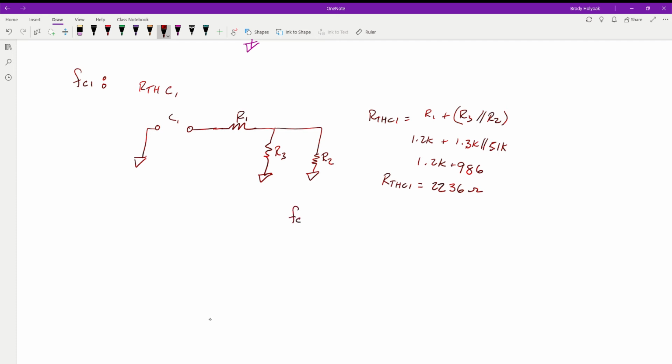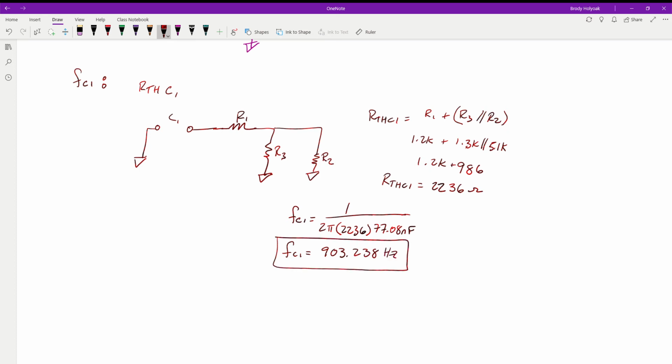Okay, so now that we have that, we can solve for our critical frequency. FC1 is equal to 1 over 2 pi times this resistance value, because the capacitor has to be equal to that at critical frequency, 2236, and then we multiply that by the capacitor, which is 77.08 nanofarads. When we get through with that, the critical frequency we come up with is 903.238 hertz. So now that we have that value, let's solve for what our voltage out is going to be at this frequency.